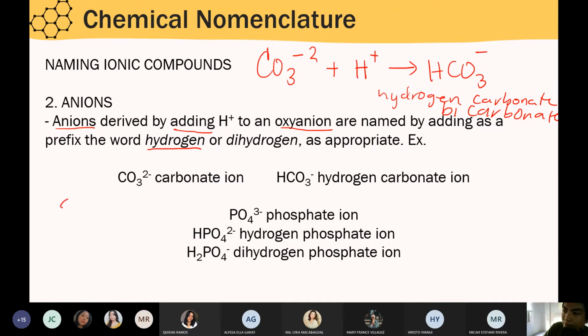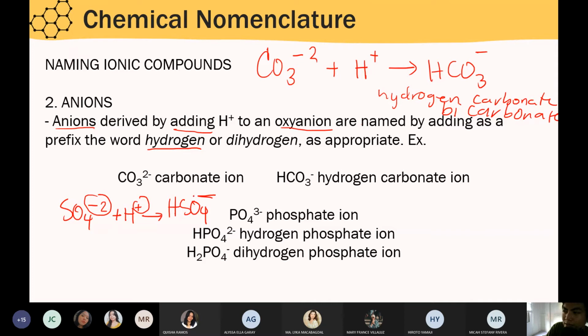What else? Bisulfate. For example, you have sulfate, SO4 -2. If we add hydronium ion here, you will get HSO4. This is -2 plus 1, which becomes negative 1. So as you can see, it is still an anion.